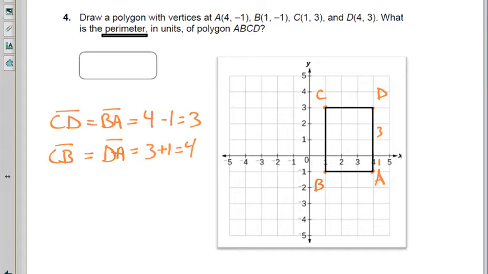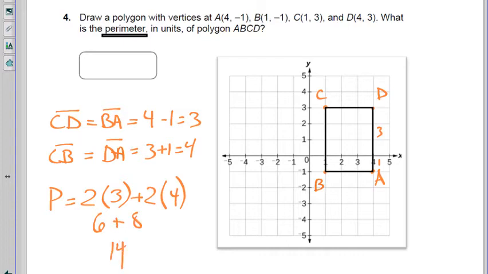So the perimeter, the distance all the way around, is two groups of the first side, because I have a CD and a BA, 2 times 3, plus 2 groups of the second one, because I have a CB and a DA. And that's 6 plus 8, which is 14. 14 units is my perimeter.